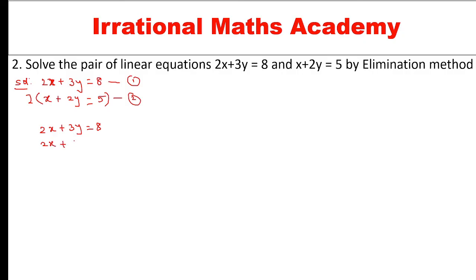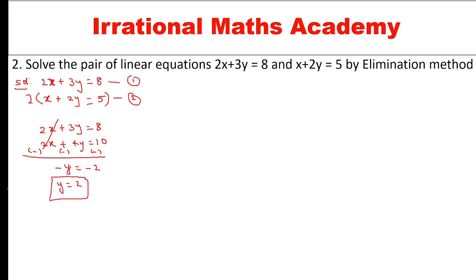2x plus 4y equal to 10. Now multiply with minus. Here you'll get minus, here also you'll get minus, here you'll get minus. Multiply this last equation with the minus. Now if you look here, 2x minus 2x is 0. 3y minus 4y, you will get minus y equal to 8 minus 10, which is minus 2. So minus y equal to minus 2, y equal to 2.